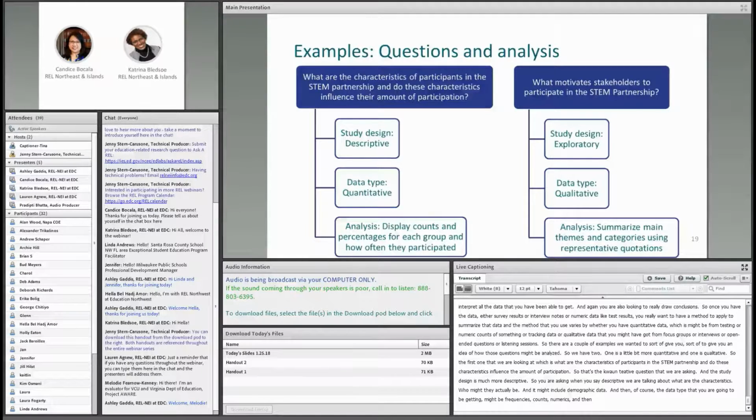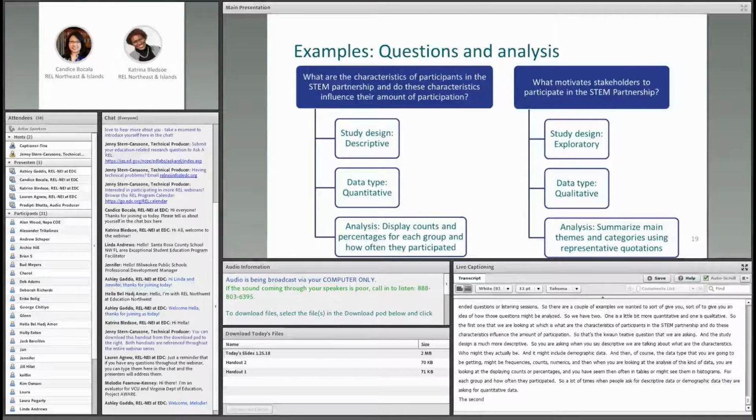And then when you're looking at the analysis of this kind of data, you're looking at displaying counts or percentages, and you've seen them often in tables, or you might see them in histograms for each group and how often they participated. So a lot of times when people ask for descriptive data or demographic data, they're actually asking you for quantitative data, and those data are based on looking at characteristics and describing how things are.